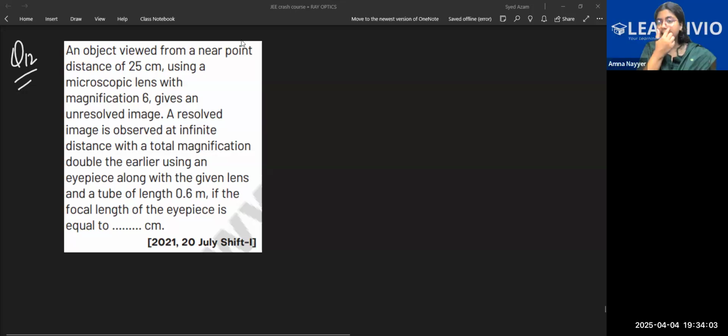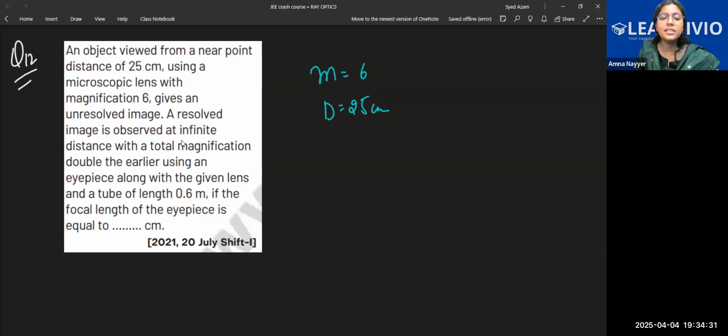Okay. See, this says that an object viewed from a near point distance of 25 centimeters using a microscopic lens of magnification 6. Near point, this is capital D only, which is 25 centimeters. So this is the separation. Magnification is D, gives an unresolved image. A resolved image is observed at infinite distance with total magnification double the earlier, using an eyepiece with the given lens and a tube of length 0.6 meters. See, length of the tube is 0.6 meters.